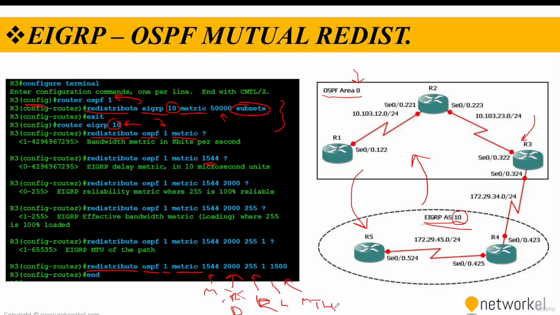Okay, this is the command that we are using while doing the redistribution from the OSPF network to the EIGRP domain. Okay, this is in this direction. So with the help of these command sets you are seeing here, router 5 will be able to see the routes coming from the OSPF area 0.